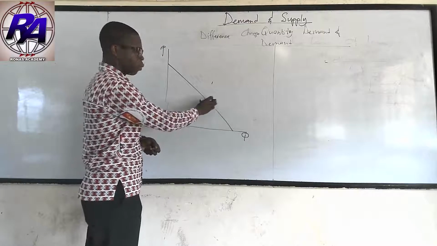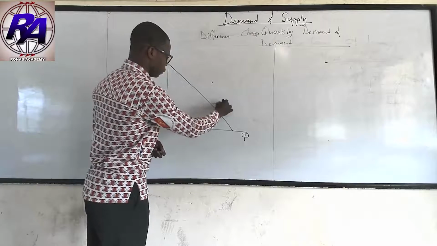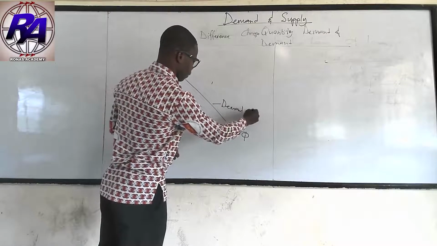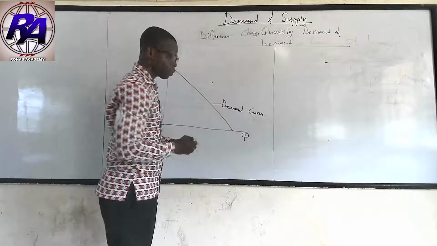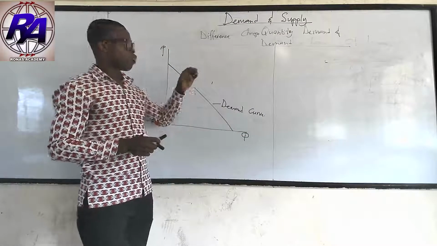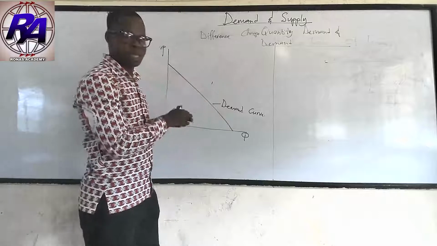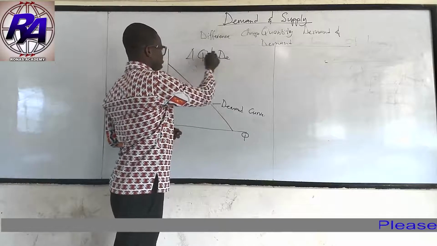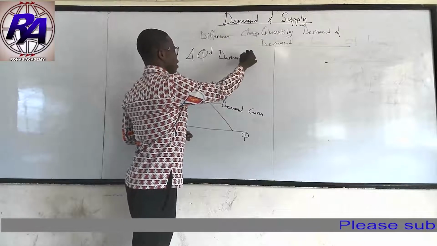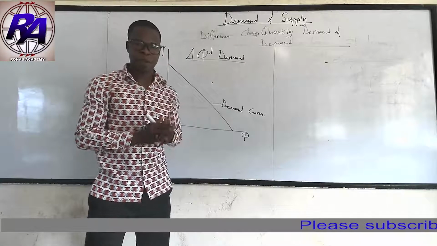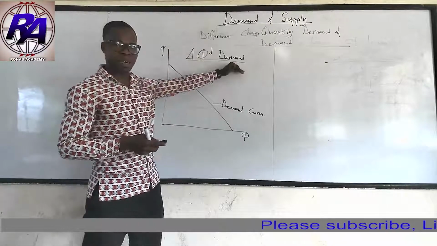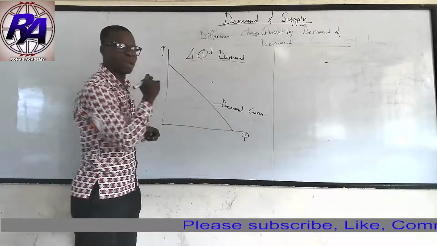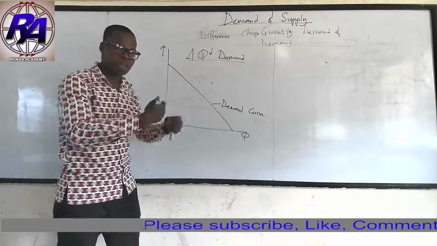So this is a simple demand curve. So this is our demand curve. Now, when there is a change in quantity demand, so this one we are looking at quantity demand, change in quantity demand. If there is a change in quantity demand, then we are saying that there is a movement along the demand curve. Movement along the demand curve.